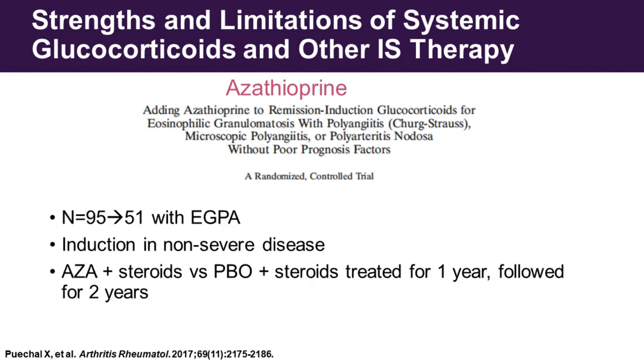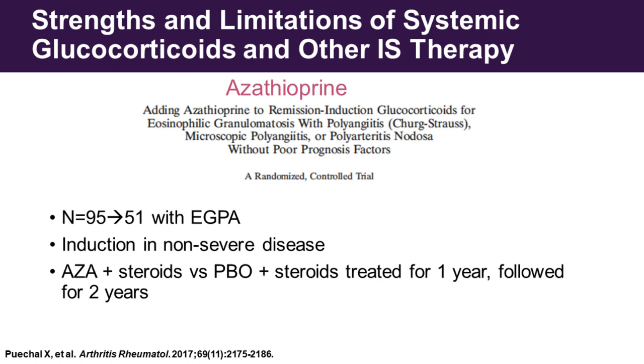Azathioprine, there actually is a controlled trial that included EGPA patients. So this trial had EGPA, polyangiitis nodosa, and MPA without poor prognostic factors. So these are not as sick EGPA patients, right? About 50 of the total, almost 100 in the trial had EGPA. Again, it was looking at induction in non-severe disease.